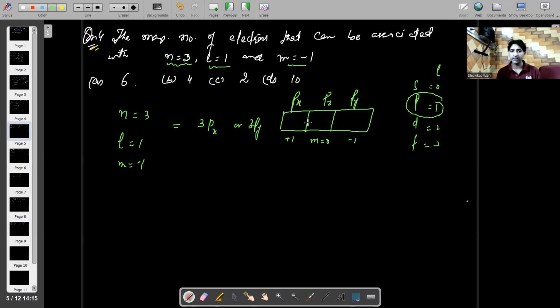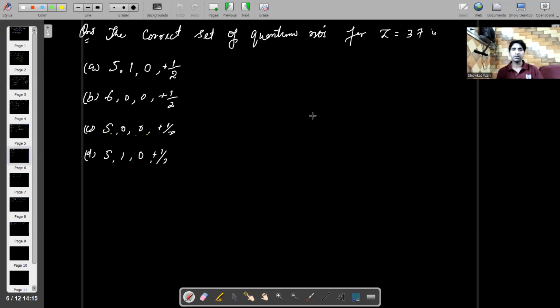Since this is the only one orbital, and an orbital can accommodate a maximum of 2 electrons, therefore there can be only 2 electrons in this orbital, which has a set of quantum numbers 3, 1, and -1. So the correct option will be 3, that is 2. Next question पे जाते हैं.